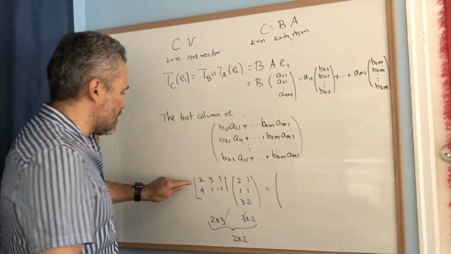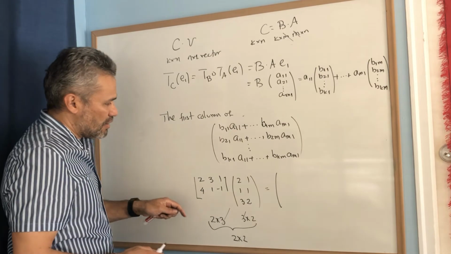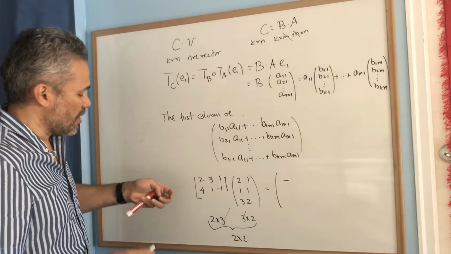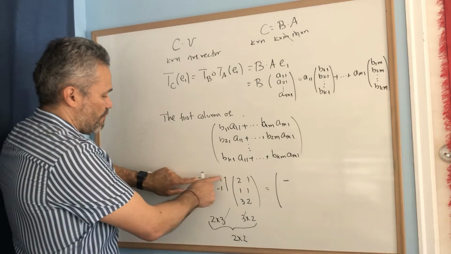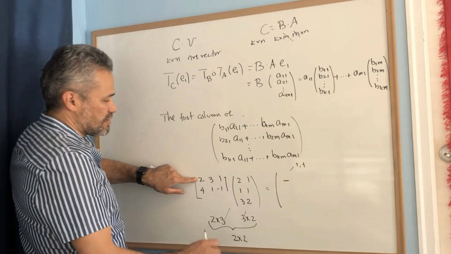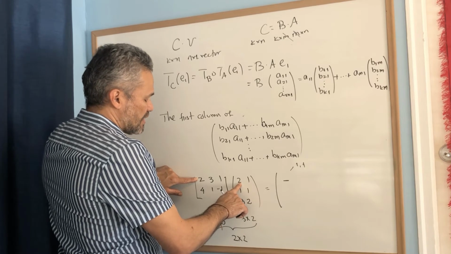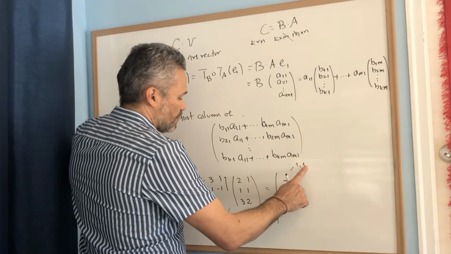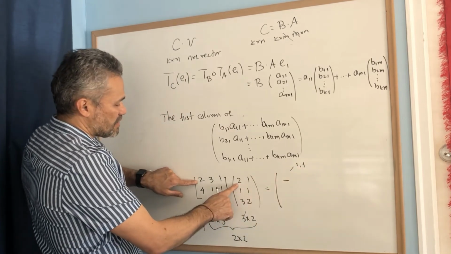How do you do that product? Essentially, what do you do to find the entry (1,1)? You place your left hand in the first row of the first matrix, and you place your right hand in the first column of the second matrix. First row of the first matrix, first column of the second matrix, and you start multiplying.